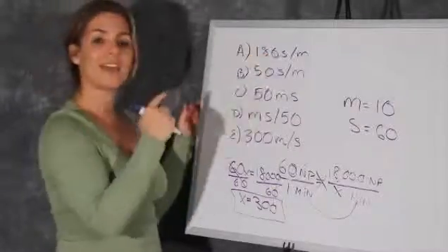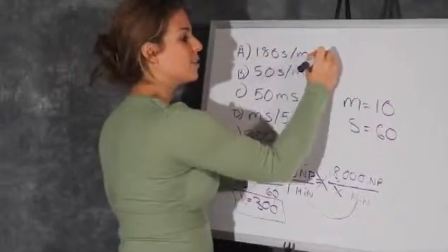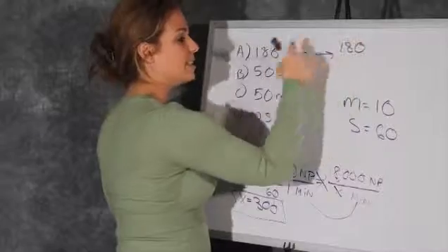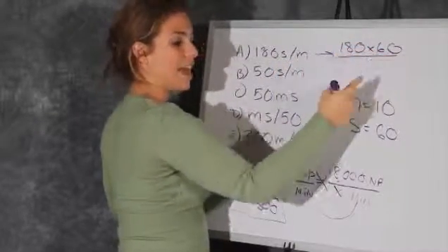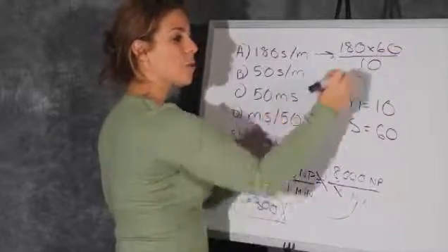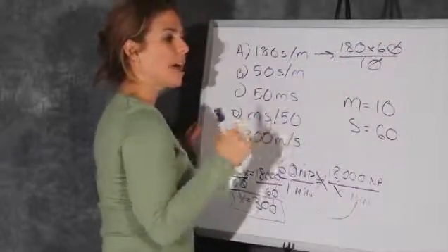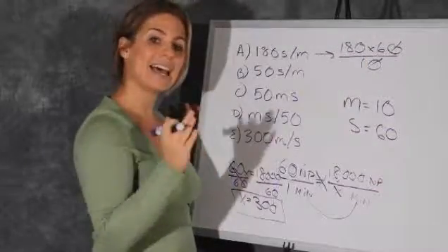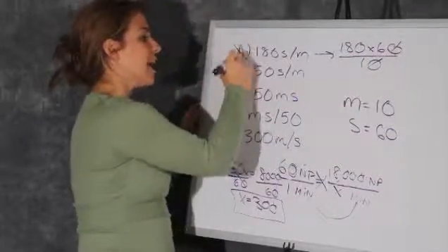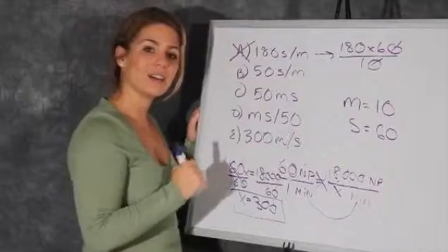So looking at A first, A is 180 times S, which is 60, divided by M, which is 10. So we can cancel out the 0, and we definitely know that 180 times 6 is not equal to 300, so A is out. It's not our answer.